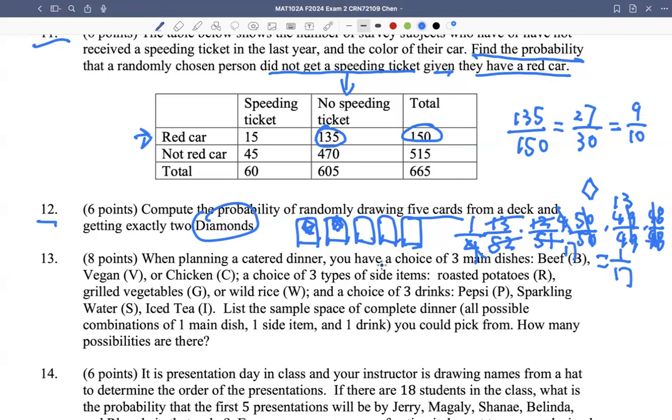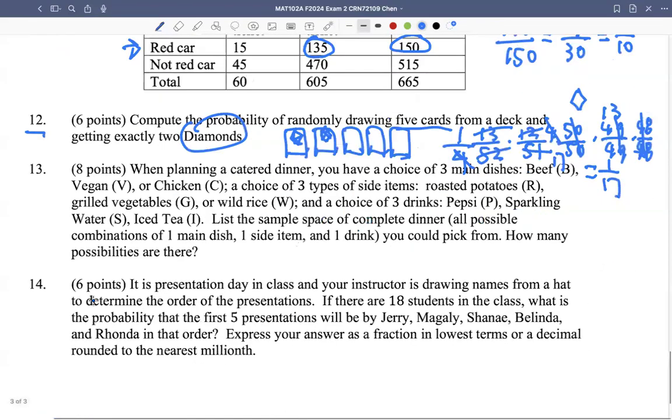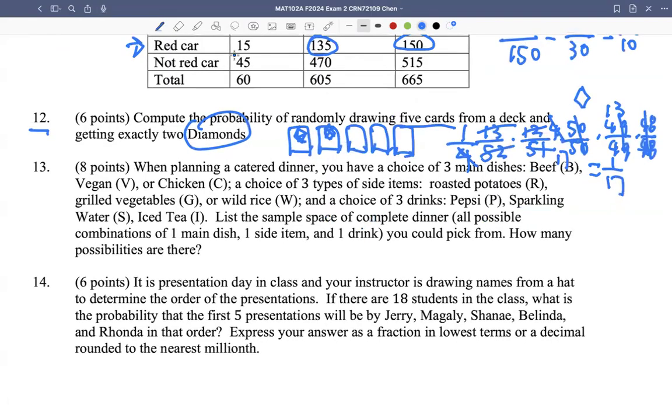This is very similar to the review question where you consider getting 2 kings out of a 52 card deck. Also 1 out of 17. So that's 12. Let's see 13. Let me erase this.